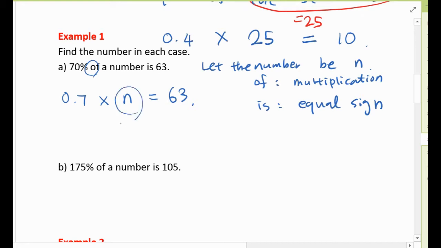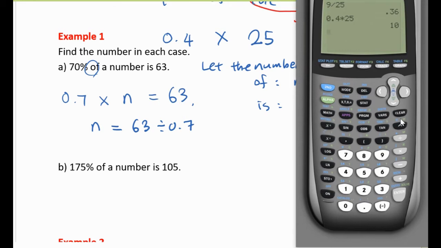So we're going to find n. How do you find n? So if it is confusing, I want you to think about this. 2 times x is 10. How do you find x? You divide 10 by 2 to find x. Same thing. To find n, you're going to divide 63 by 0.7. So let's use your calculator to find the answer.